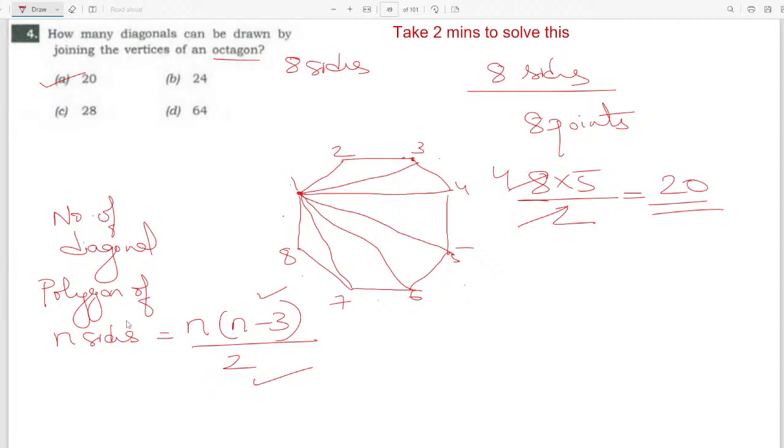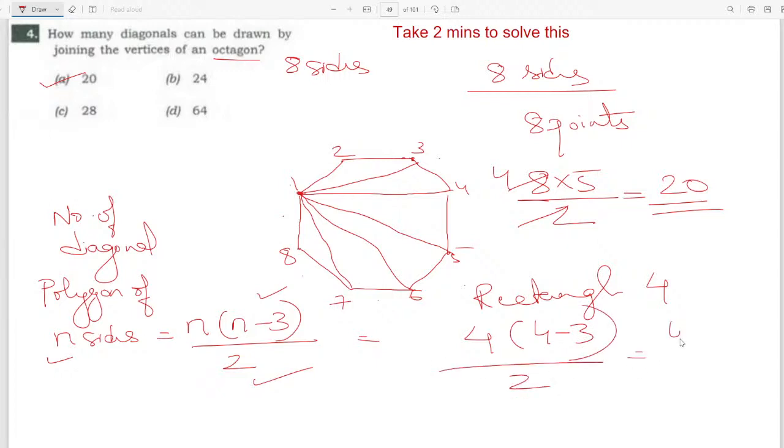Or else you can use the standard formula: the number of diagonals in a polygon of n sides, where n is the number of sides, is given by n into n minus 3 by 2. For example, a rectangle has 4 sides, so you can take it as 4 into 4 minus 3 by 2. That is 4 by 2, that is 2. So a rectangle has only 2 diagonals.